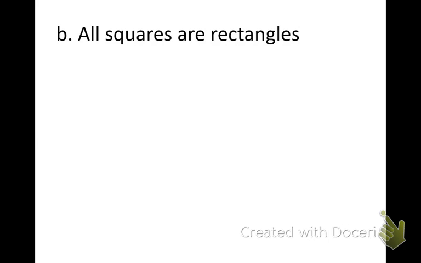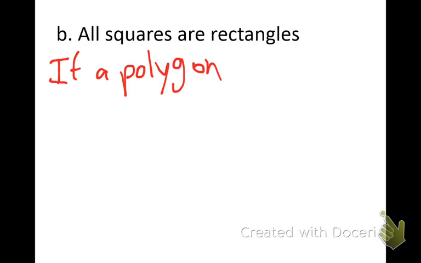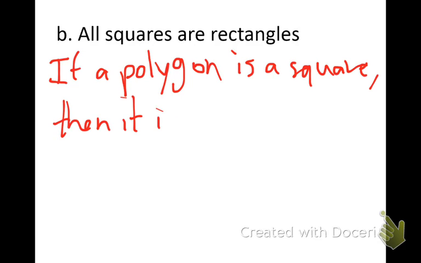Let me tell you how to start it. If a polygon... how would I finish that? If a polygon is a square, then it is a rectangle. Right. If a polygon is a square, then it is a rectangle. Don't forget the then. A lot of times people leave out then. They'll say if a polygon is a square, it is a rectangle. You need to say, for it to be a conditional, you have to have that then part in it.